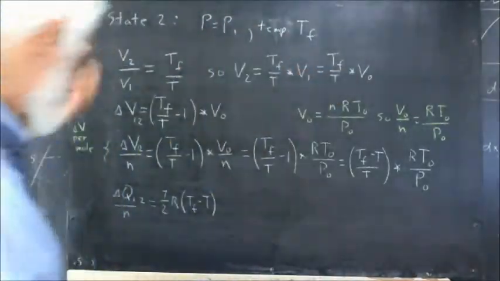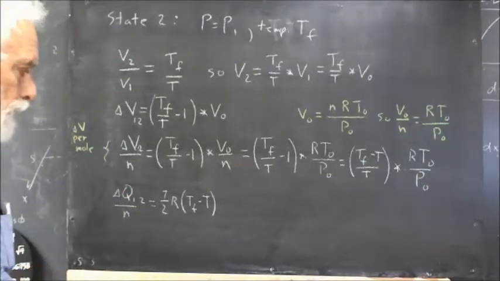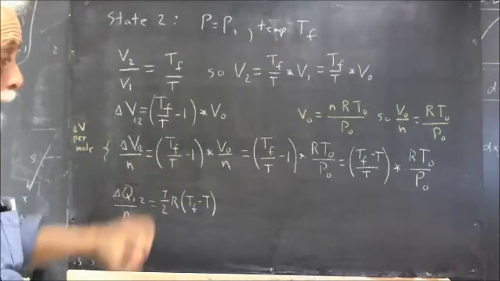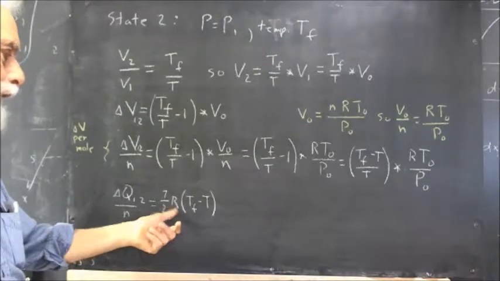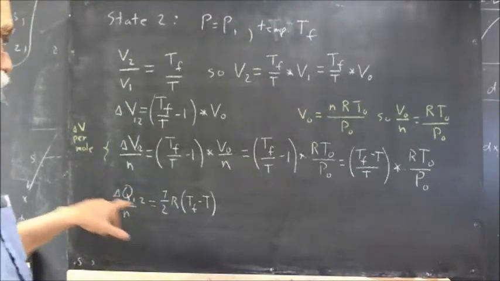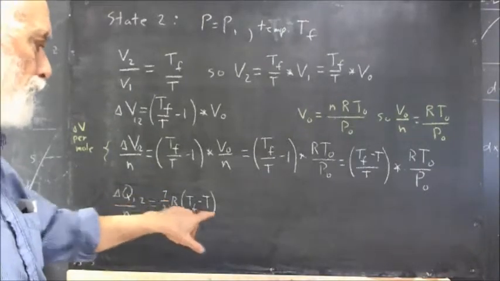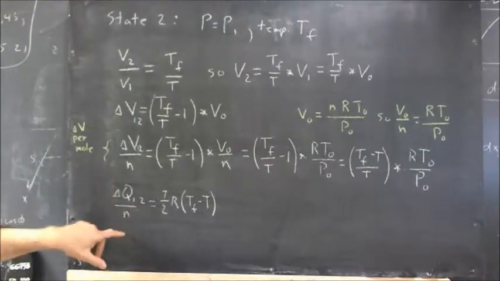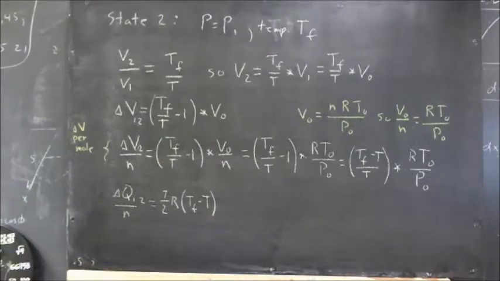Okay, so the next question is how much heat flows into the system in order to accomplish this. Well, again, analogous to what we did before, now we have 5 degrees of freedom, but we also have to do the work of expansion, which is an additional R. So if we add R to 5 halves R, we get 7 halves R. And the delta Q12 would then be n times 7 halves R times TF minus T. As before, we divide by the n to get the heat per mole, and we end up with this expression.